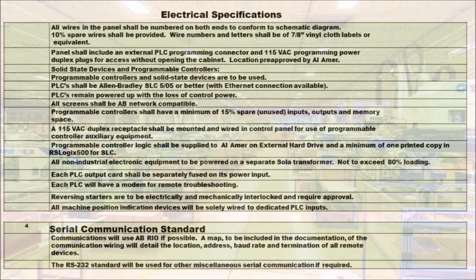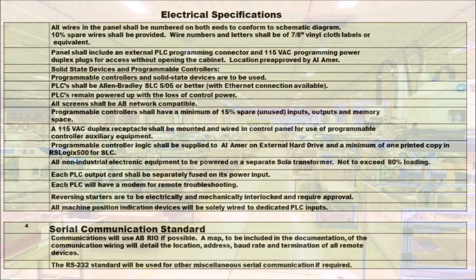All wires in the panel shall be numbered on both ends to conform to schematic diagram. 10% spare wires shall be provided. Wire numbers and letters shall be of 7/8 vinyl cloth labels or equivalent. Panel shall include an external PLC programming connector and 115 VAC programming power duplex plugs for access without opening the cabinet. Location pre-approved by Amer.